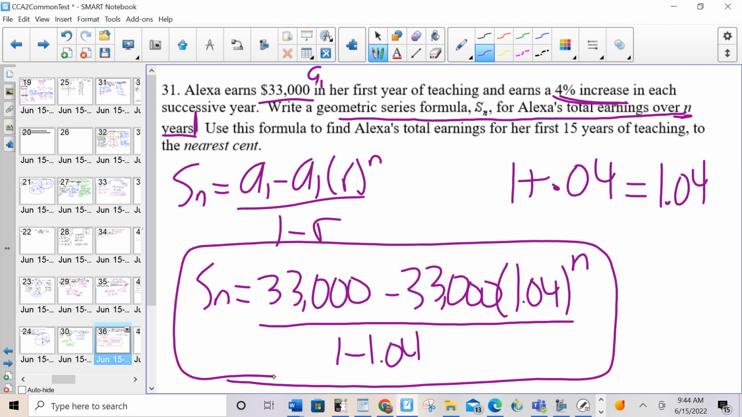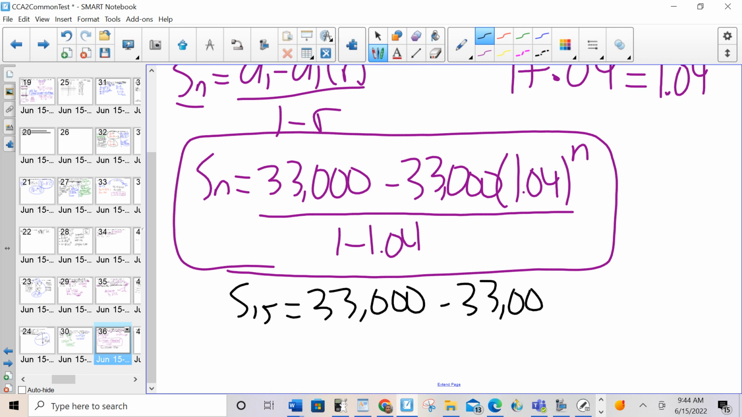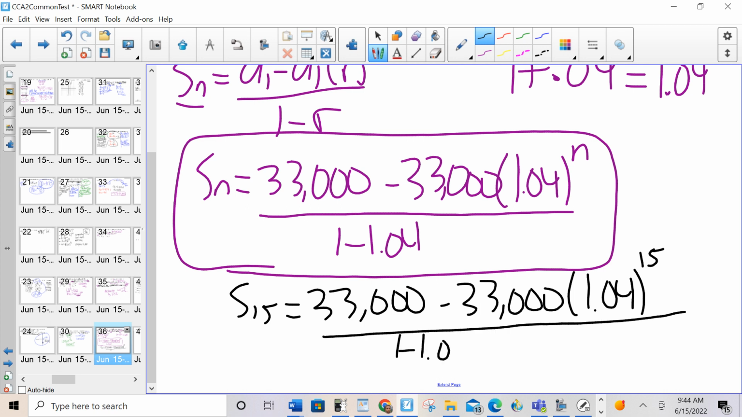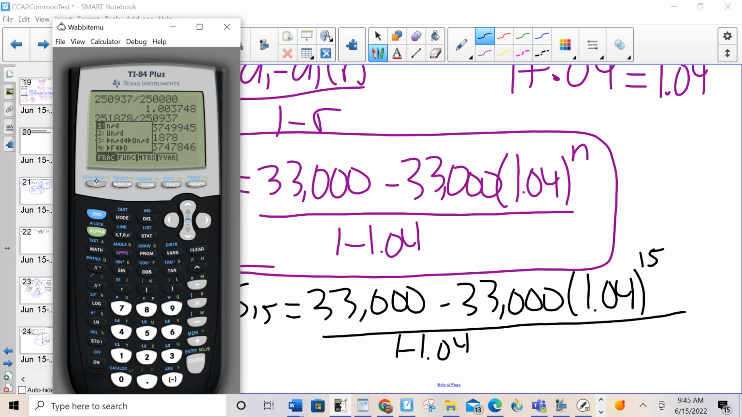Now it says use this formula to find Alexa's total earnings for her first 15 years. So that's N. The key word for these problems is total. If it asks for the total earnings, that's when you're using SN. So now I'm not going to erase that N. I'm going to replace it in the next step with 15. So I'm going to do S of 15 equals 33,000 minus 33,000, 1.04 to the power of 15 over 1 minus 1.04. I've done this problem so many times. It's like 660,778.39. I'm a little special, I guess. Do way too much math. 33,000 minus 33,000, 1.04 to the power of 15 over 1 minus 1.04.